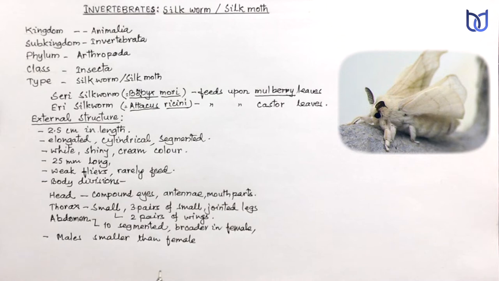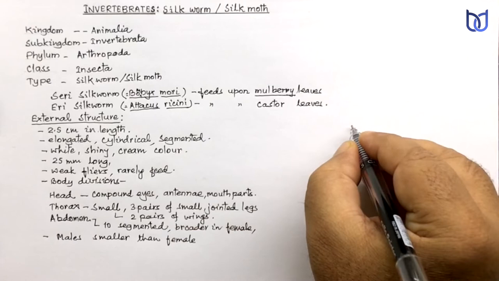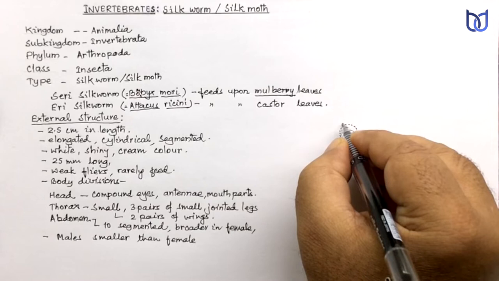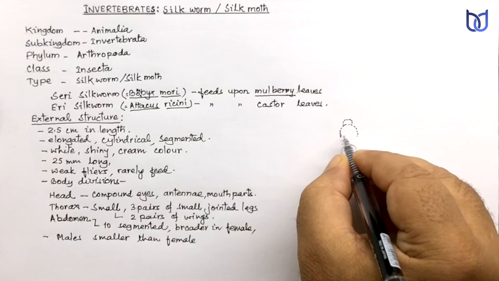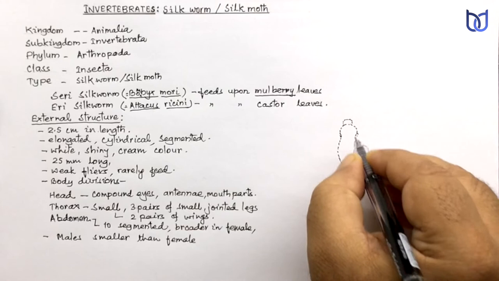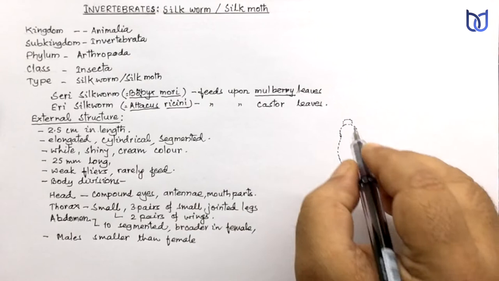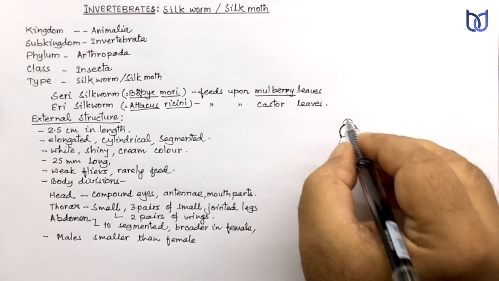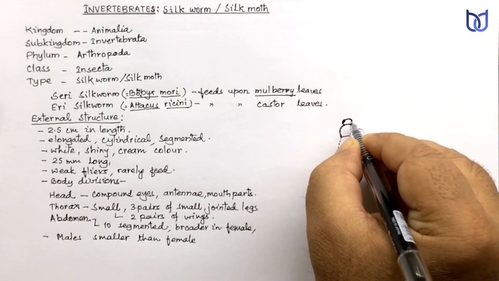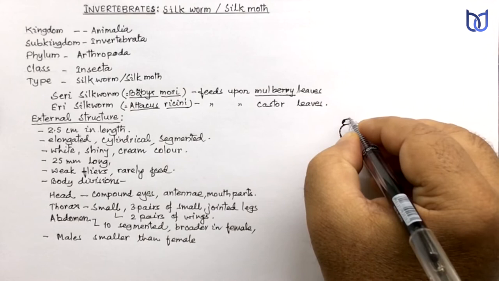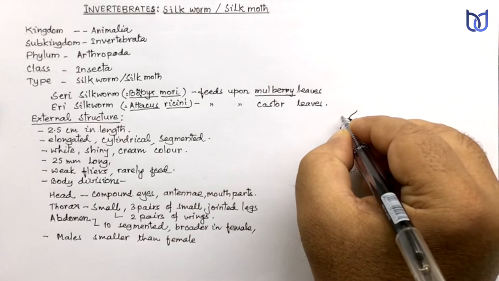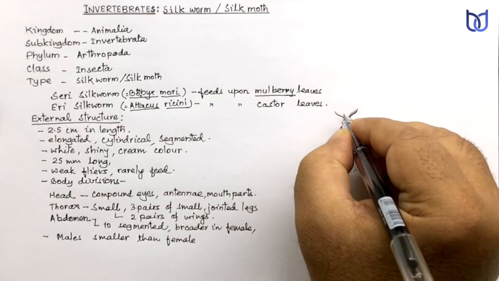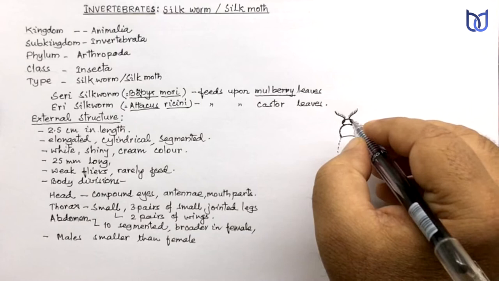When we see the body structure of silkworm, three different portions can be shown. One is the anterior one, head, posterior, abdomen, and the middle one, thorax. So head, thorax, abdomen are the three divisions in the body. The small head contains a pair of compound eyes, a pair of short antennae. Antennae are hairy. And mouth parts, that is downwards, cannot be seen in this diagram.